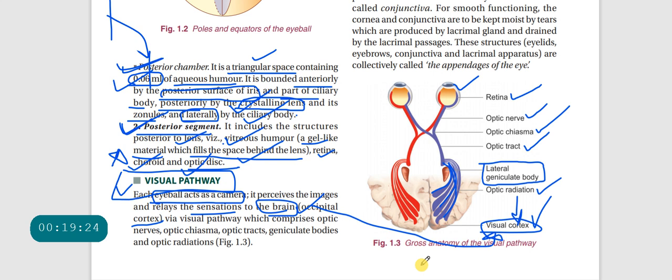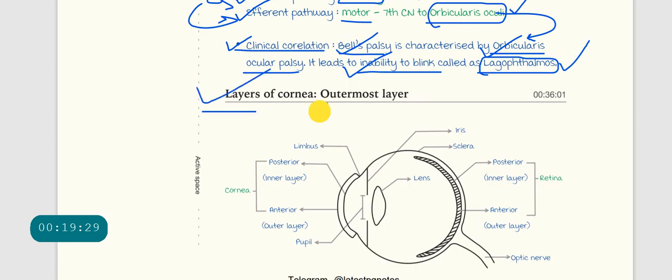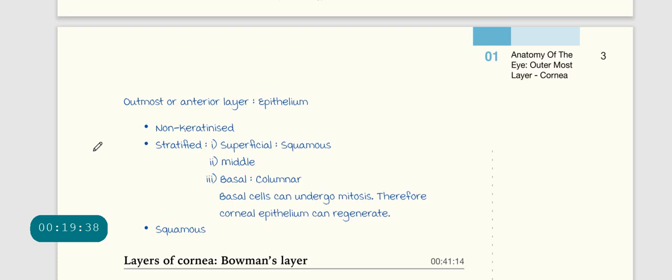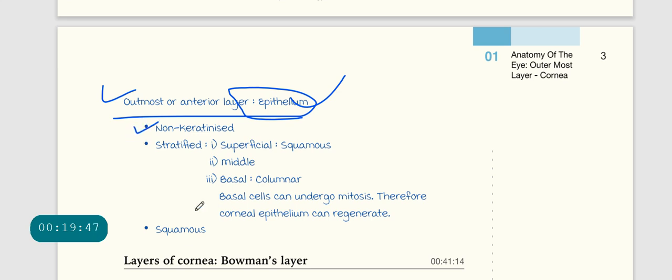The next is the layers of the cornea. Let us discuss. Basically the outermost or the anterior layer is epithelium in nature. The layer is non-keratinized and stratified, with three categories: superficial, which is squamous, the middle layer, and the basal layer, which is columnar.